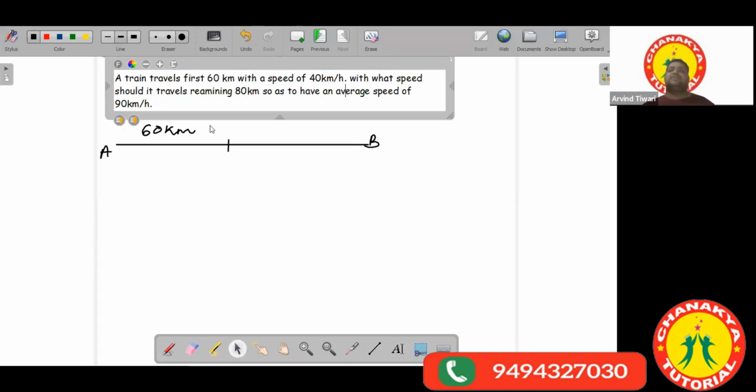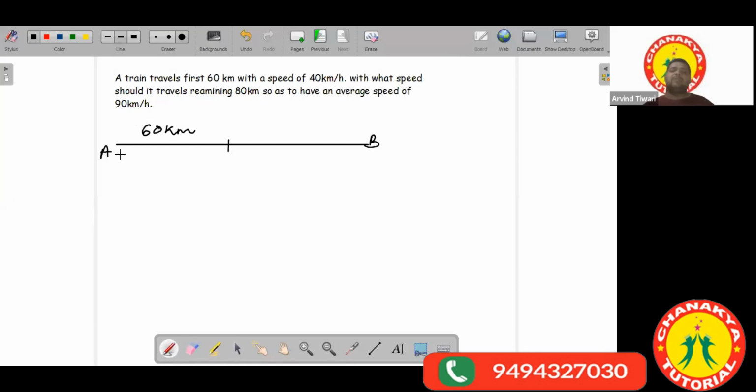Now let us see with this 80 kilometer. You have been given 60 kilometer for the first part and 80 kilometer for the remaining part. First, it travels with a speed of 40 kilometer per hour. Then you want to find out with what speed it should travel the remaining distance. I want to find out this speed so that it has an average speed of 90 kilometer per hour.